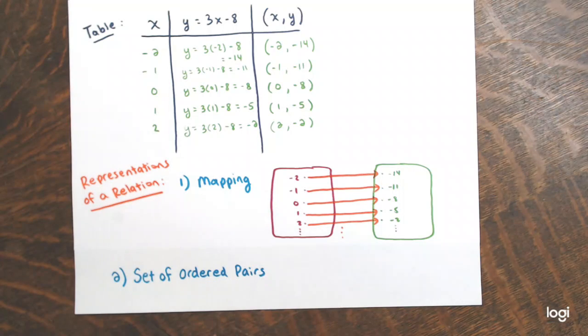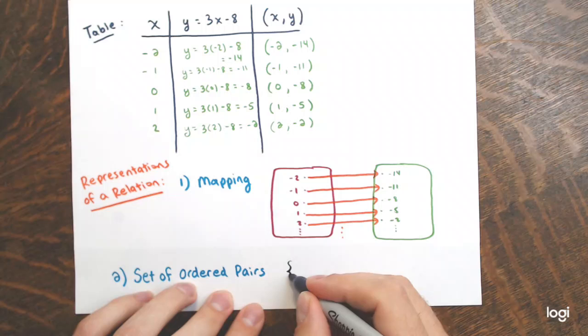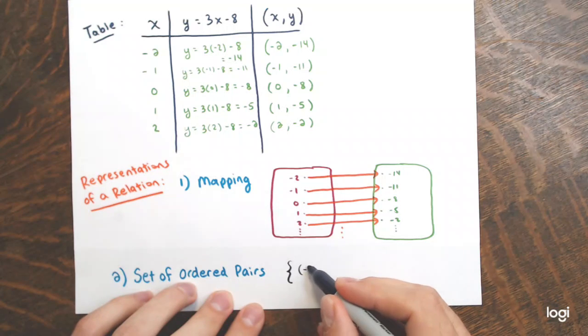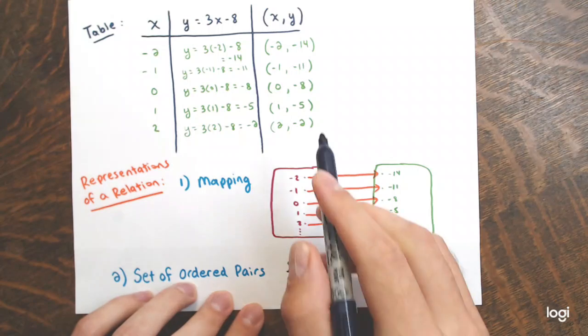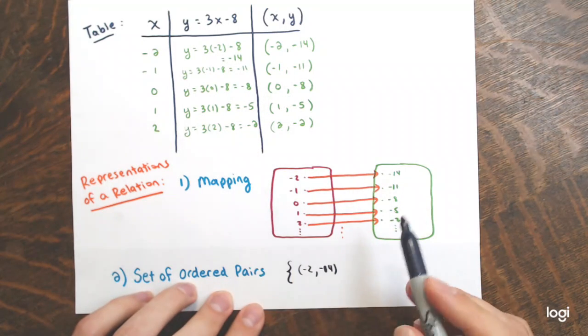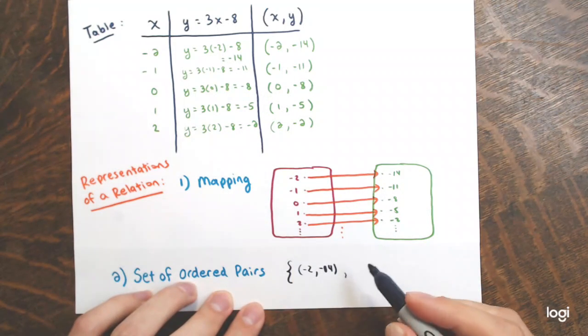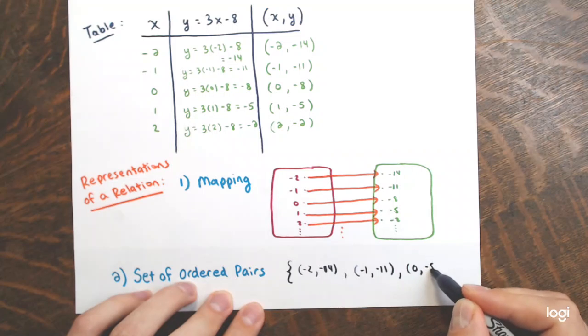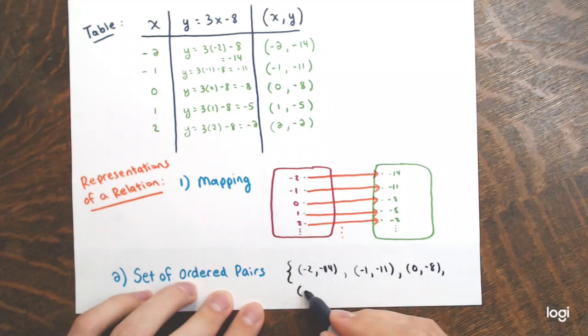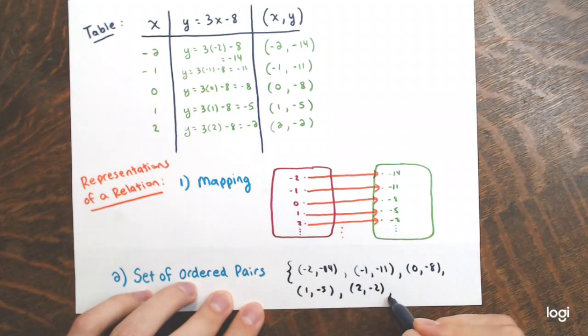All right, so this relation that I'm looking at here has the ordered pair (-2, -14), which shows one relationship, which I see here in the mapping. It has another ordered pair, -1 to -11. Another ordered pair, 0 to -8. Another ordered pair, 1 to -5. Another ordered pair, 2 to -2.